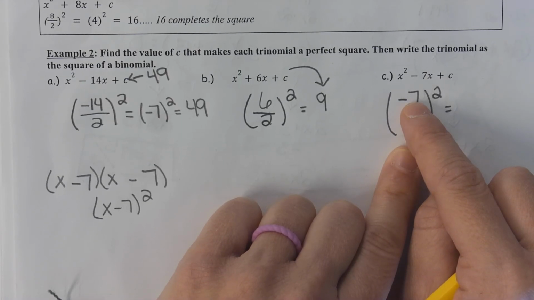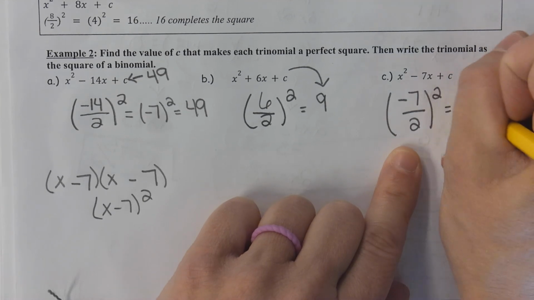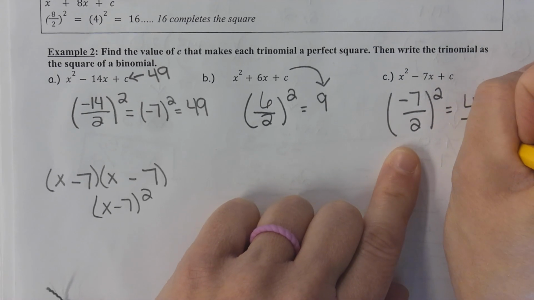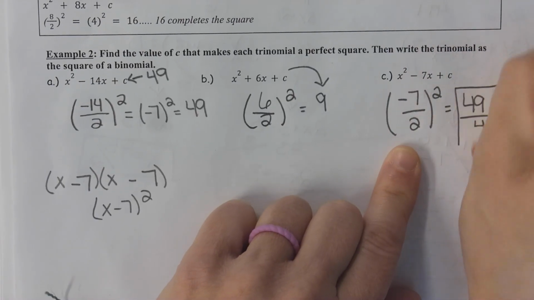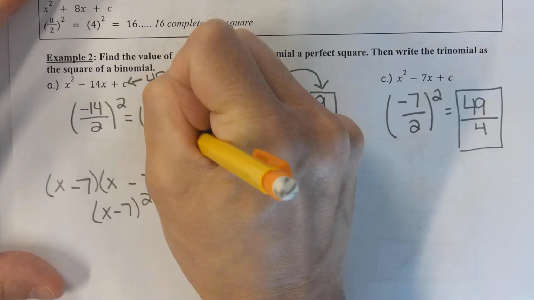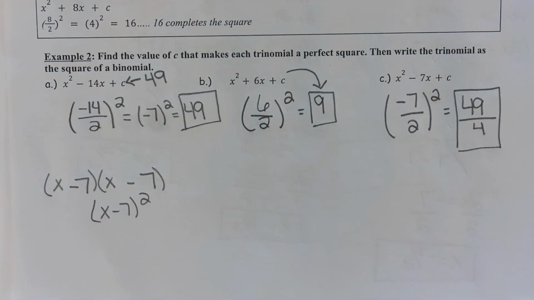What is negative 7 squared? What is 2 squared? And this would be your final answer for this one. I'm boxing all of my final answers here. And again, I can go back through and prove to you that it's going to factor.